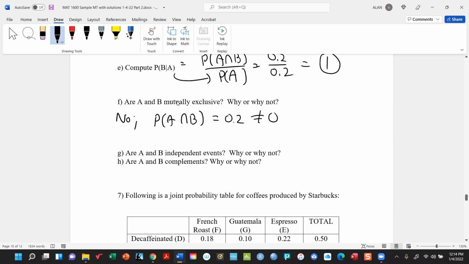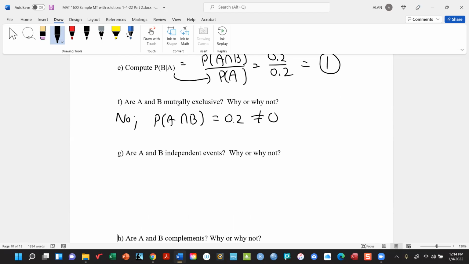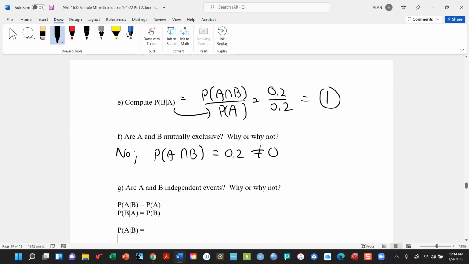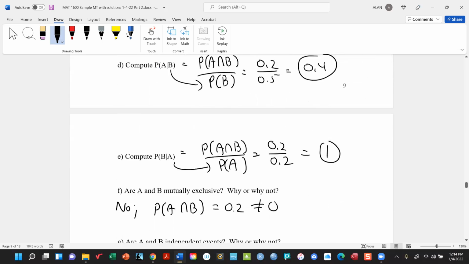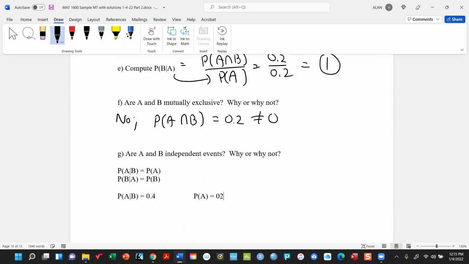How about independence? Well, let's see. I'm going to say probably not. So we're going to try to show the two conditions. Okay, so we'll start with the first one. A given B, we just showed a minute ago, is 0.4. A is equal to 0.2. So already the answer is no, you can see. So therefore A and B are not independent. Okay, very good. We're done with that one.